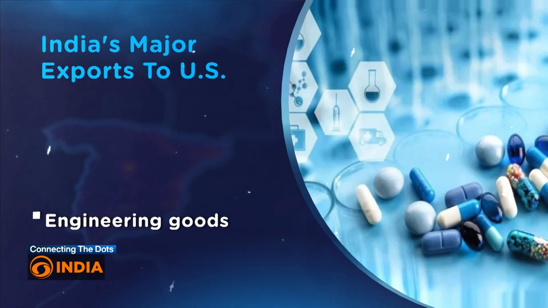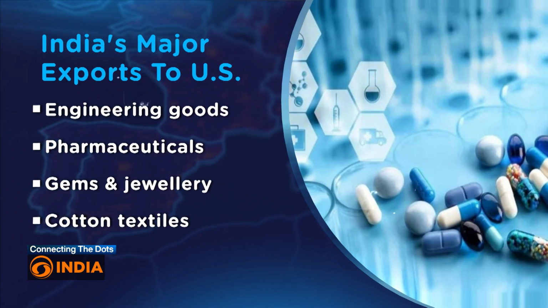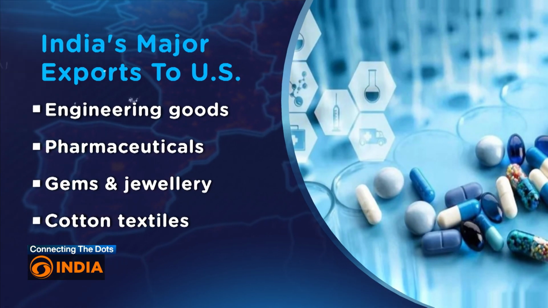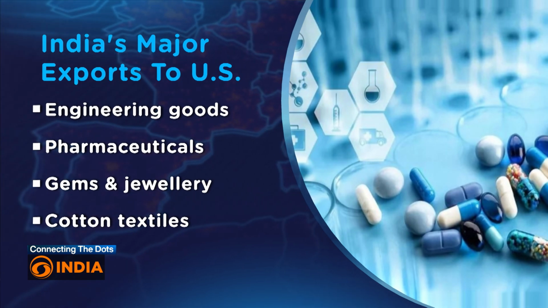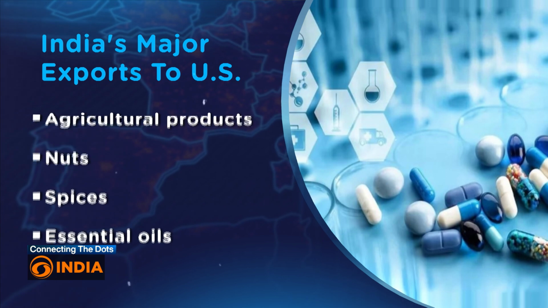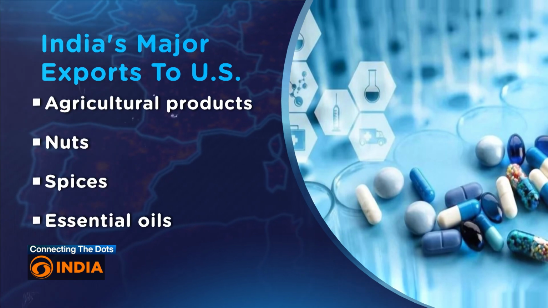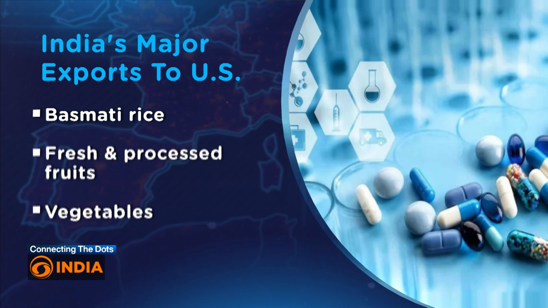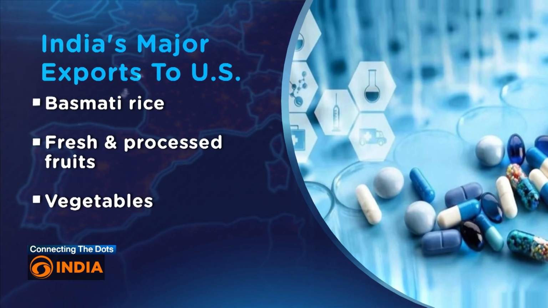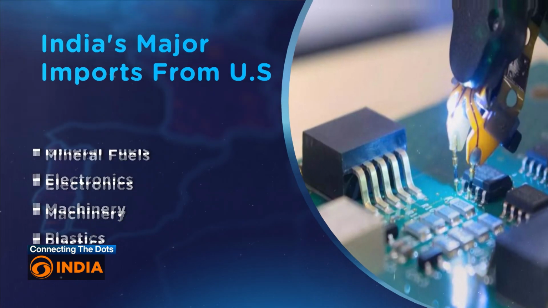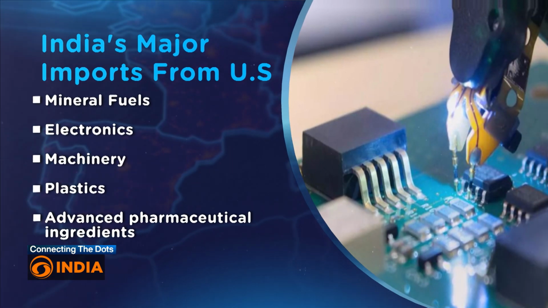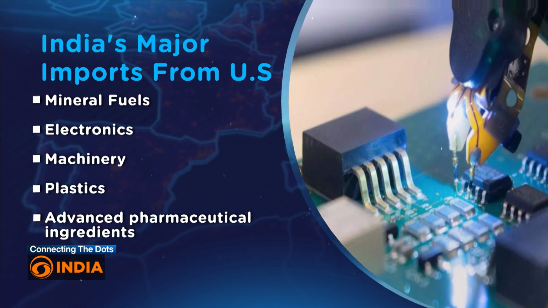What does India export to the US? India's major exports to the US include engineering goods, pharmaceuticals, gems and jewelry, cotton textiles, and agricultural products like nuts, spices, essential oils, basmati rice, and fresh and processed fruits and vegetables. What does India import from the US? India's major imports from the US include mineral fuels, electronics, machinery, plastics, and advanced pharmaceutical ingredients.